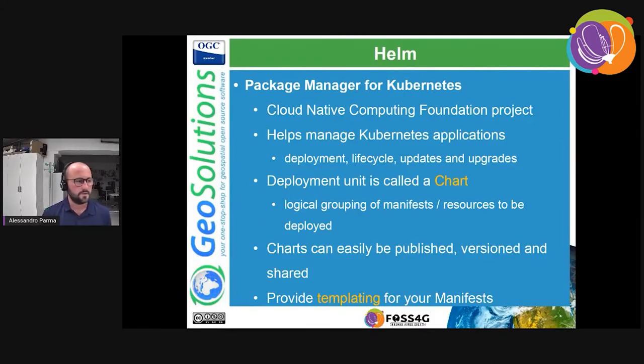Here's another topic that is linked to the previous one, to Kubernetes. You can also use Helm to deploy your GeoServer cluster. There are some details here. It's basically a package manager for Kubernetes. So it easily packages all of your software into a set of files that you can deploy in your Kubernetes cluster, allowing you to template them and adapt them to your environment. So it's a pretty nice tool. I advise you to check it out.